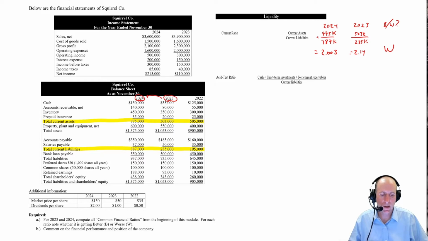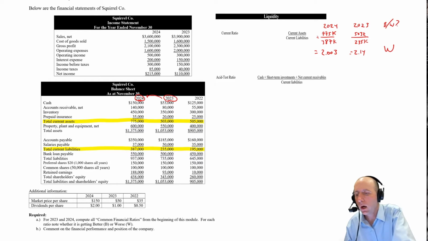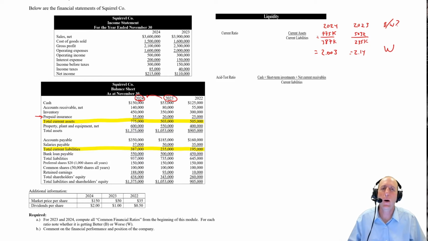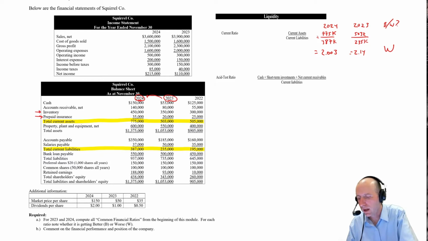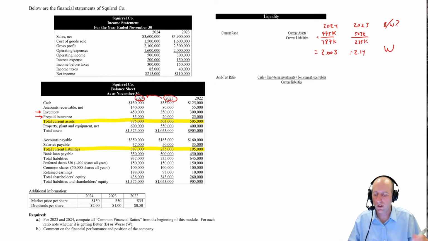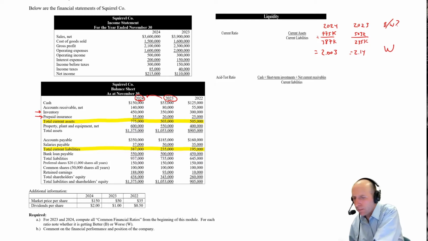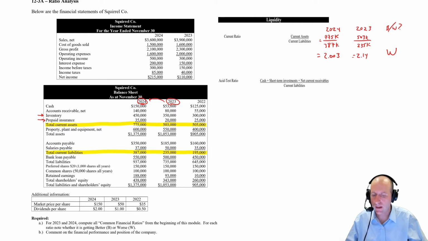Okay, let's do the acid test ratio. This is just another measure of liquidity, and it's stricter. When we do our current ratio, we include things like prepaid insurance. Well, prepaid insurance isn't going to help you pay the bills. Inventory, if you're in a crisis time, it's going to be hard to sell your inventory and recover its value. That doesn't really help you pay the bills. In fact, you can be in a crunch where you have too much inventory and you don't know what to do with it. You're unable to sell it. That can be a problem.